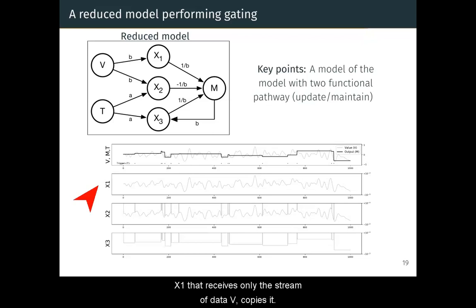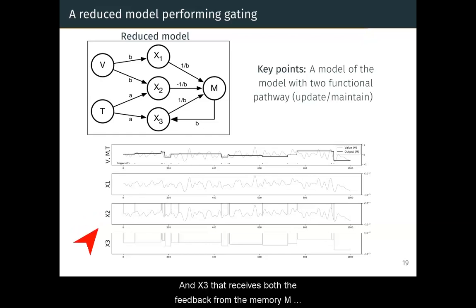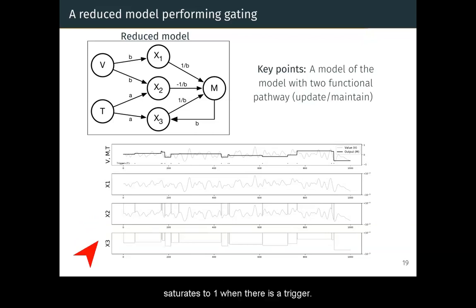X1, which receives only the stream of data V, copies it. X2, which receives both the stream of data V and the trigger T, copies the stream of data and saturates to 1 when there is a trigger. And X3, which receives both the feedback from the memory M and the trigger T, copies the memory and saturates to 1 when there is a trigger.